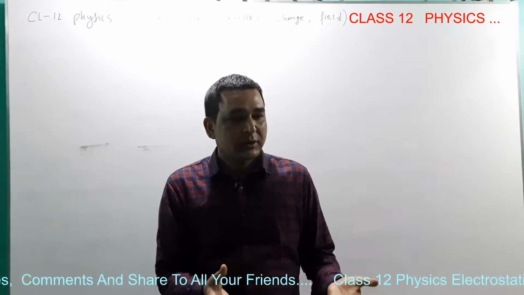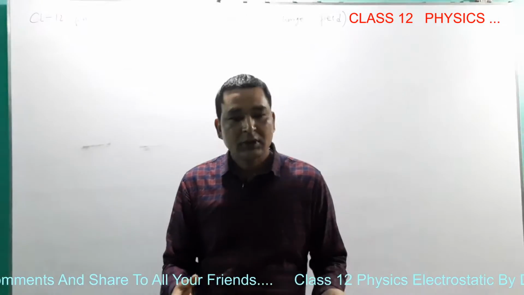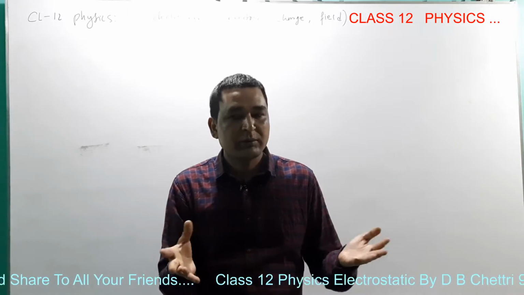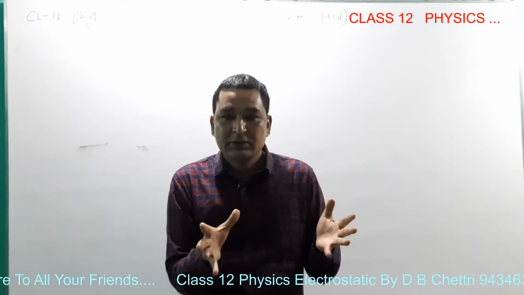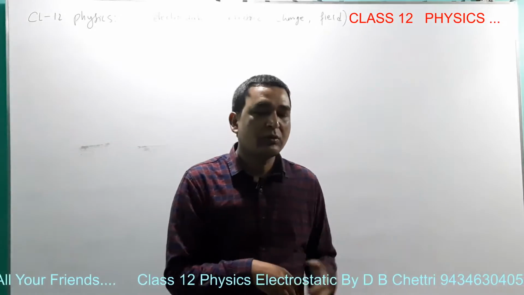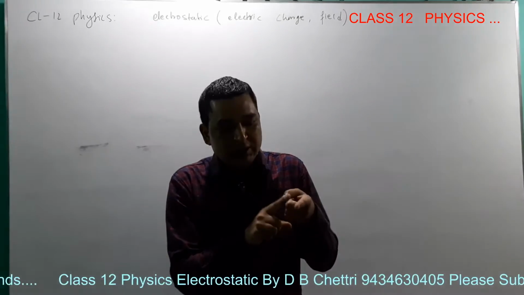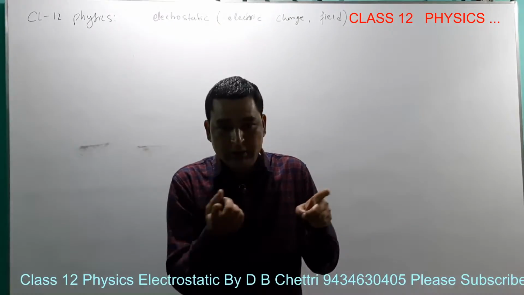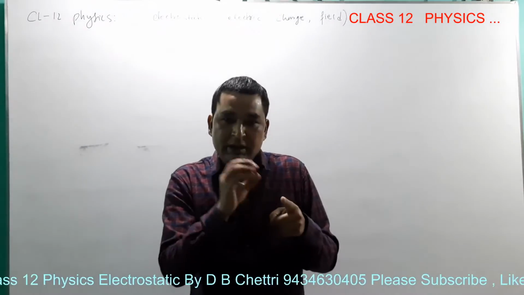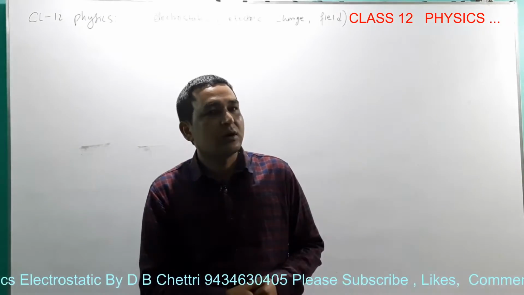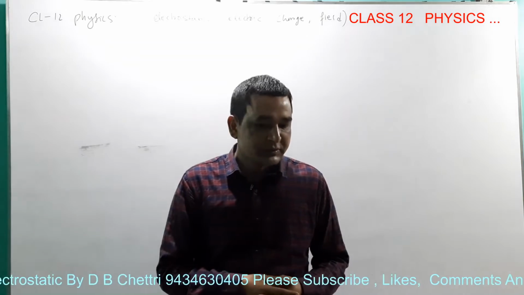Due to this phenomenon, the two bodies become charged, and whatever charge is developed in these two objects remains there. It will not move. Where these two objects are rubbed, that charge remains in those positions only. That's why it is called electrostatic charge.